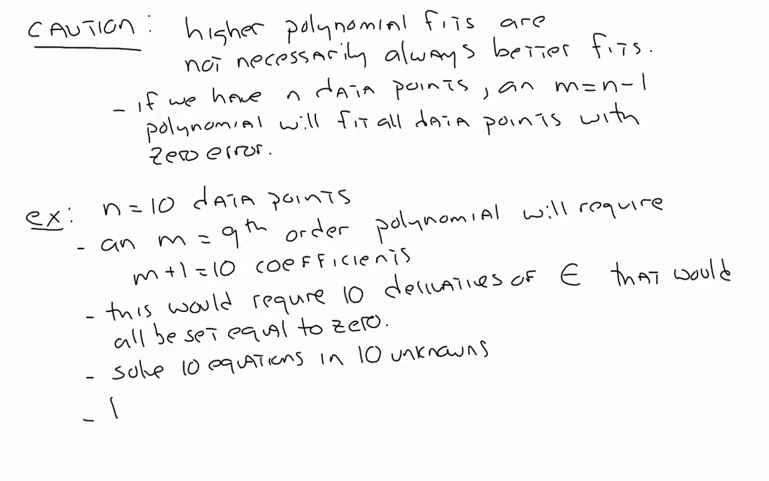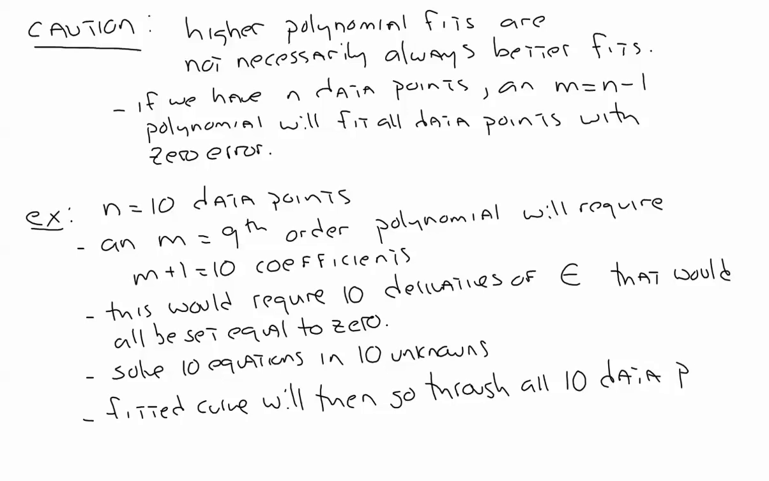The fitted curve will then go through all 10 data points with no error. Meaning that epsilon in this case, if I have 10 equations and 10 unknowns and 10 data points, epsilon can be set exactly equal to 0. All right.